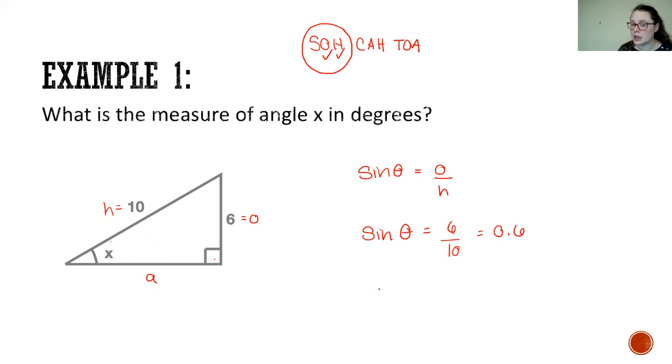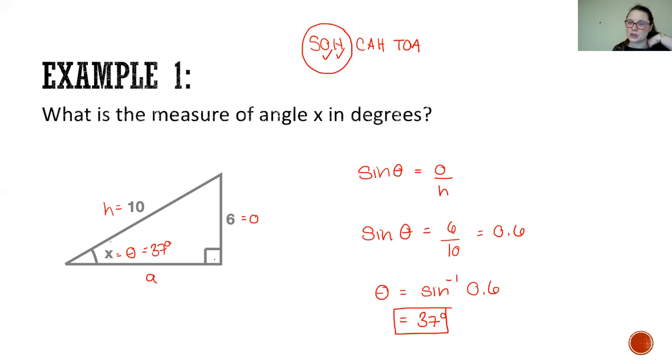Now we have to get the angle. So our angle is equal to the inverse sine of our ratio, which is 0.6. Plugging that in your calculator, because I like to define numbers, I'll say x equals theta just to keep that simple for us. If we plug that into our calculator, we get the angle is equal to 37 degrees. Okay, so angle x is 37 degrees.